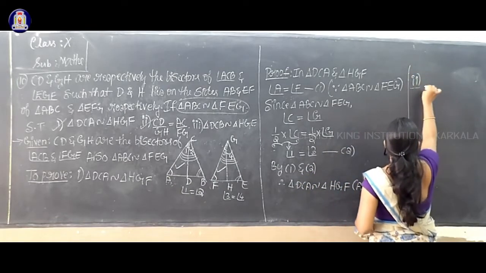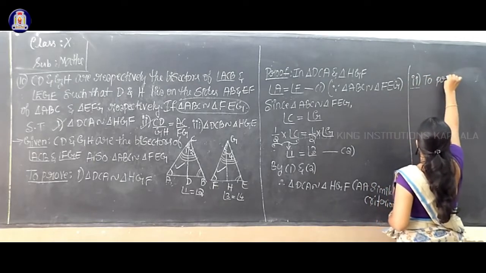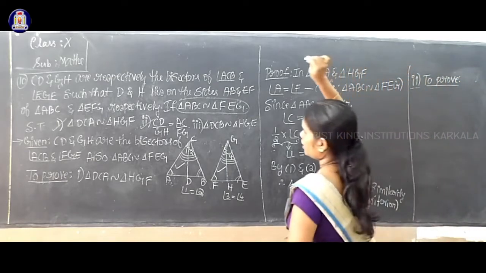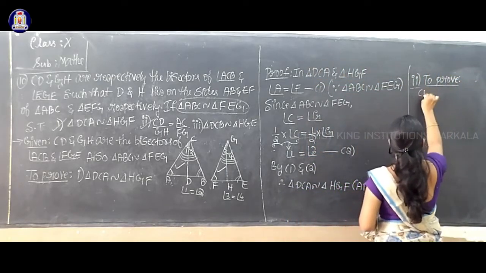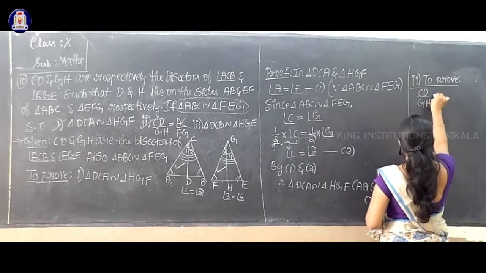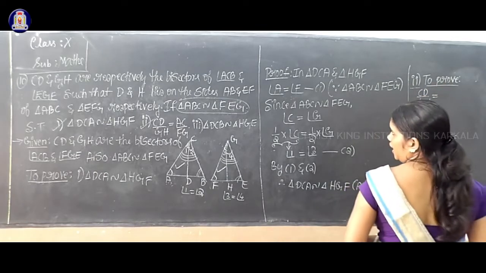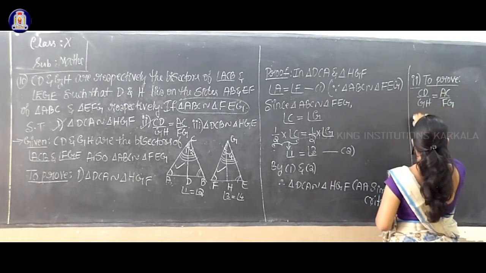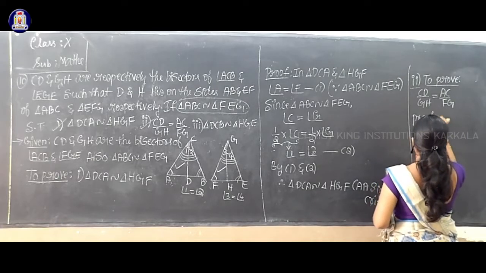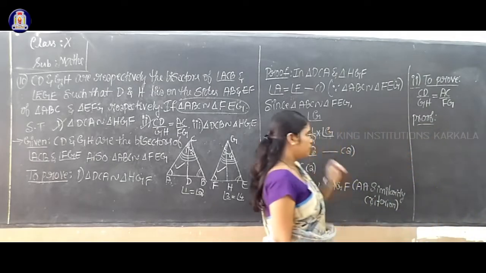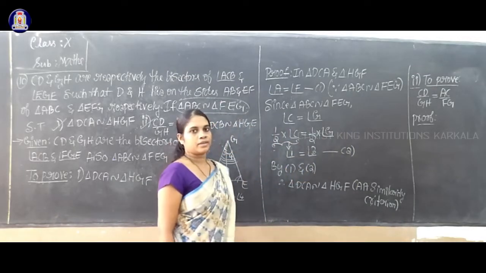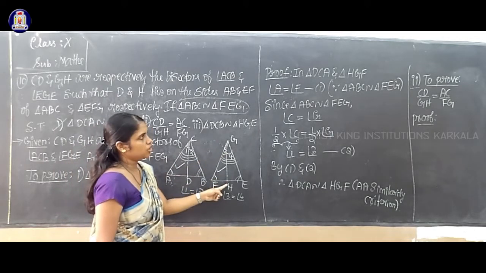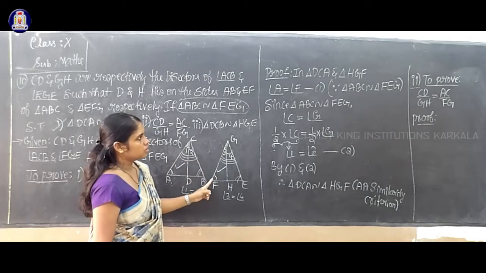This is simple. To prove, what we are going to prove? CD upon GH equal to AC upon FG. So this is what we are going to prove. I will consider the proof part. CD upon GH, AC upon FG.